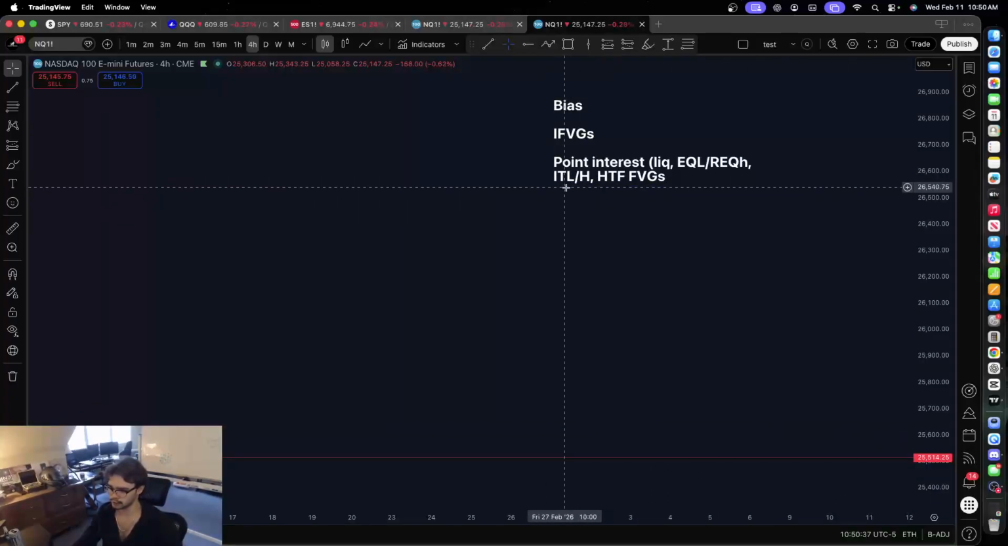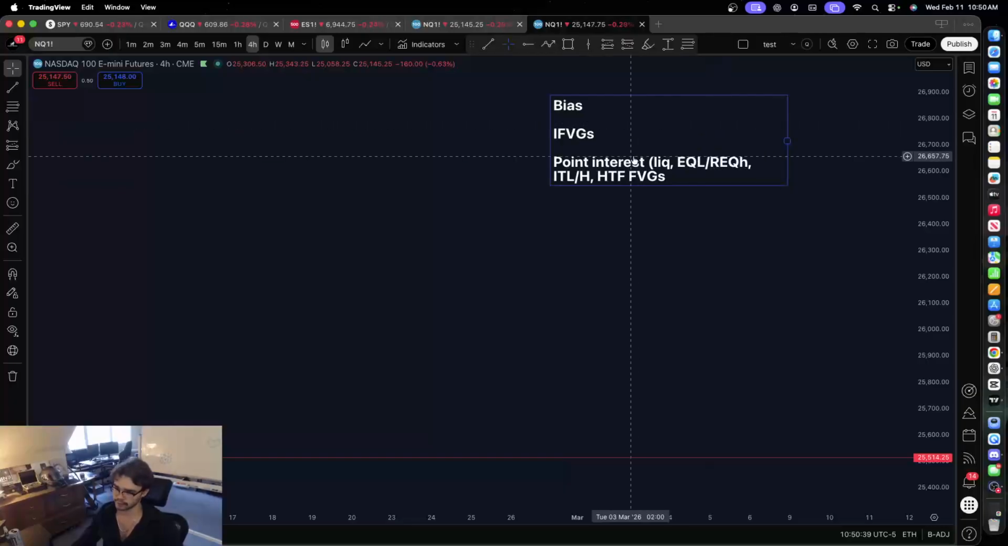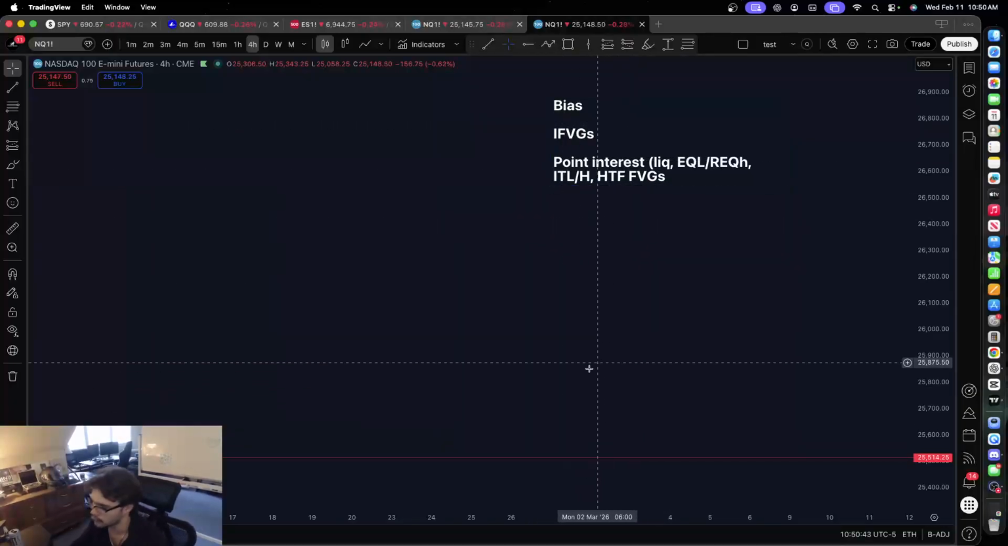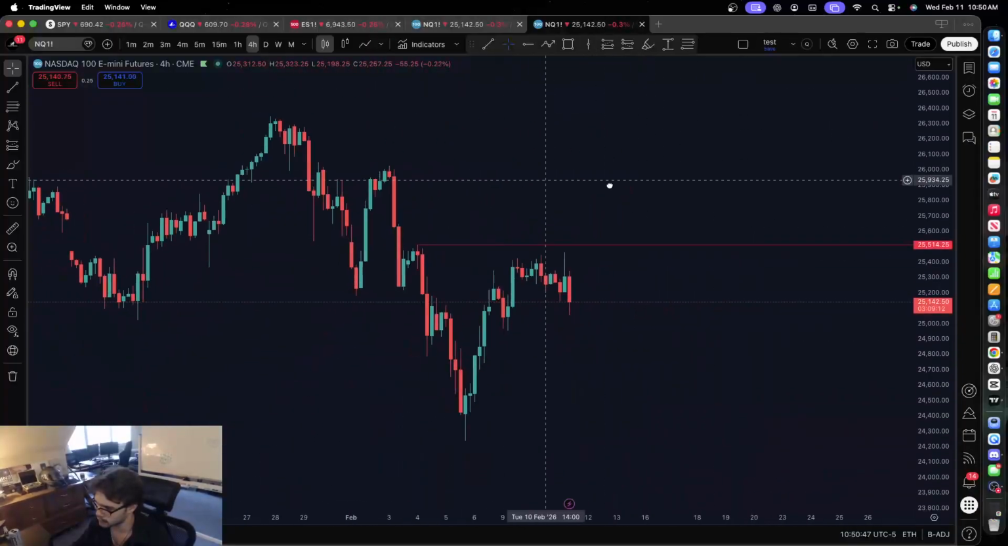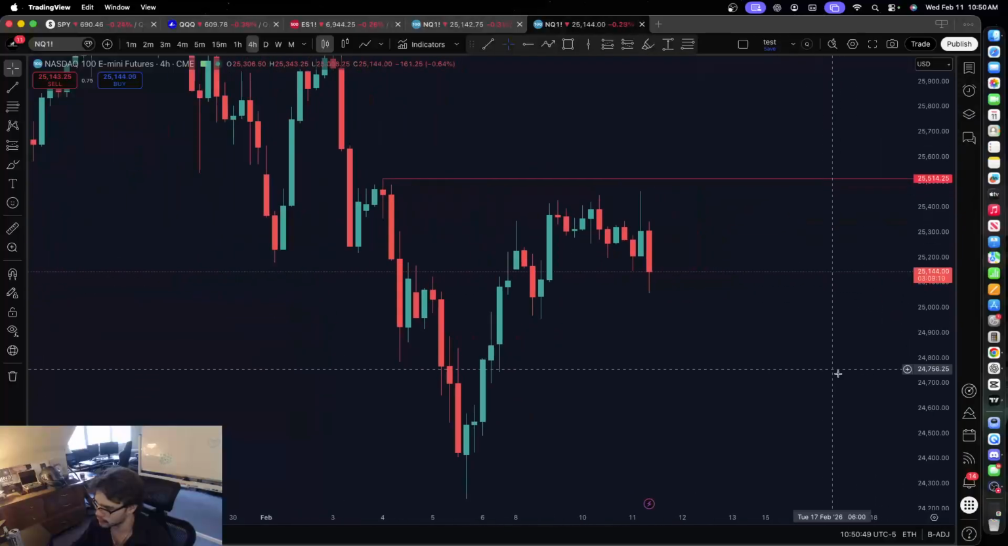Intermediate, high, and low, we'll go over in a second. High time frame value gaps, just exactly what they sound like. So if you know those three things, cool. Just to show you what an intermediate low and high is.